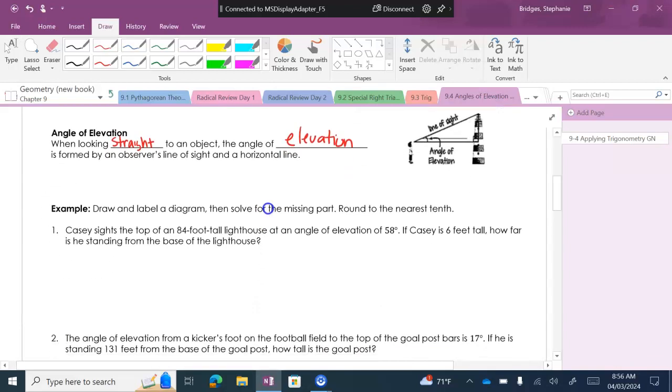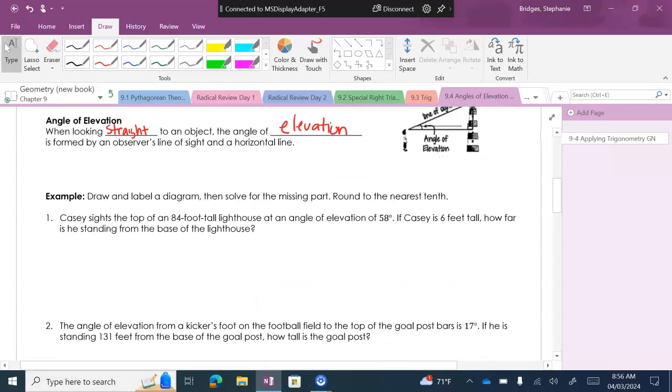All right. So we have to, first of all, read the question, and then we have to draw a picture. And it doesn't have to be an artist's picture. It just needs to be a representation of what we're talking about. So let's take a second and read that first question. Go ahead and read your first question. Casey sights the top of an 84-foot tall farmhouse at an angle of elevation of 58 degrees. If Casey is 6 feet tall, how far is he standing from the base of the lighthouse?